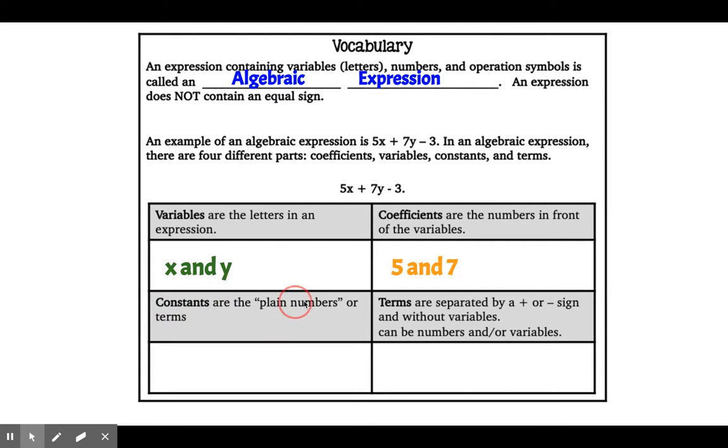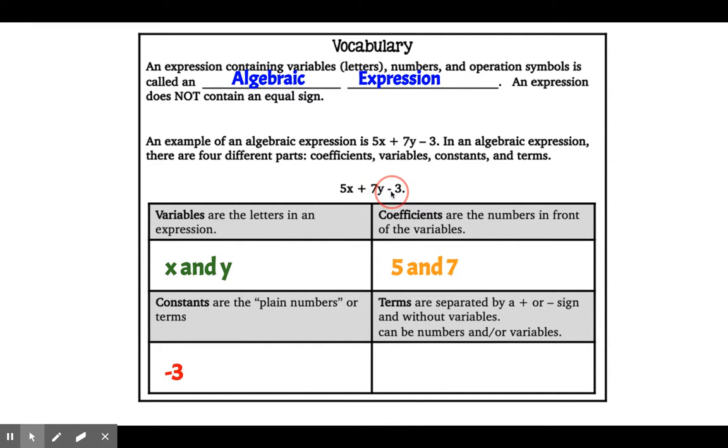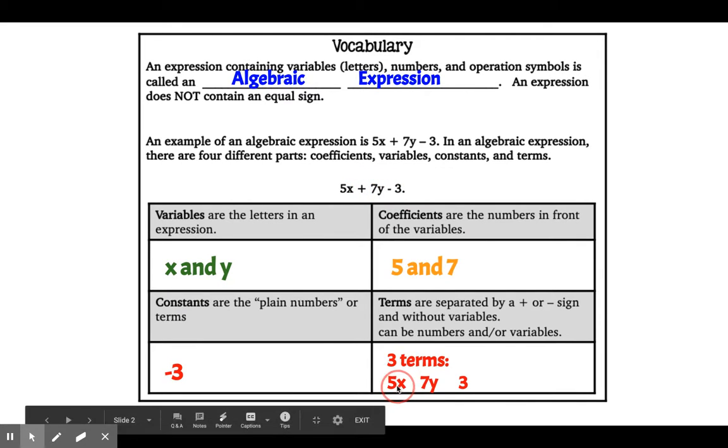My constants are the plain numbers. Those are numbers that are by themselves. That means there is no variable next to that term. And here we have -3. Please keep in mind that when you're identifying your constant, it's very important that you also identify the sign in front of your constant. This is not just 3, this is -3. Okay? Your terms are separated by pluses and minuses, and they can be a term with a variable or without. So in this particular example of 5x plus 7y minus 3, there are three terms. Notice how I basically wrote this expression without the plus and without the minus sign. 5x, 7y, and 3. Those are the three terms.